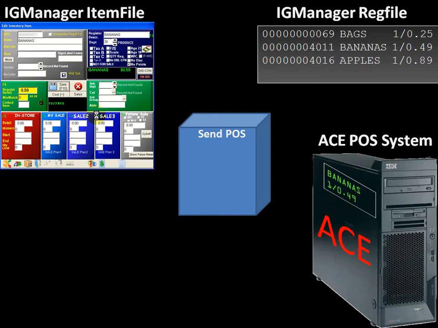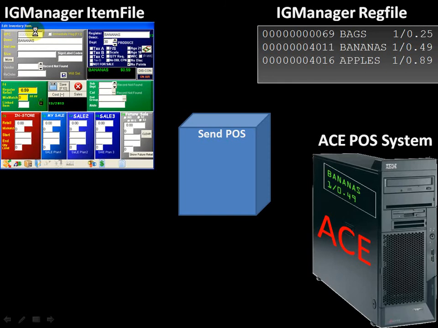Now, one thing about IG Manager, it's different from all the other back rooms. IG Manager does not send based on the last change date of an item. So if you go in and hit save, that's not going to make an item go down. An item has to go down, and if it needs to go down, we're going to send it. If not, we're not. So we're going to see what that means here.